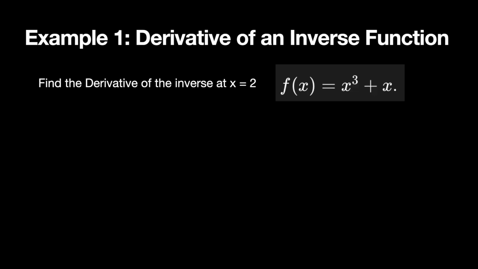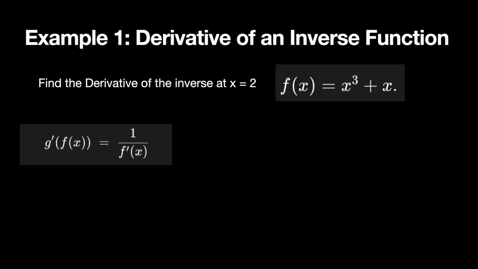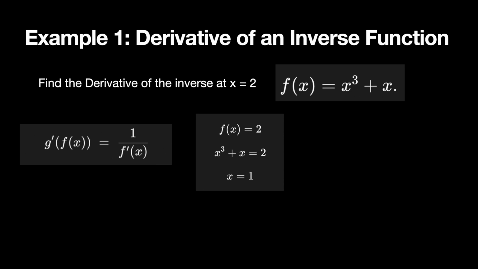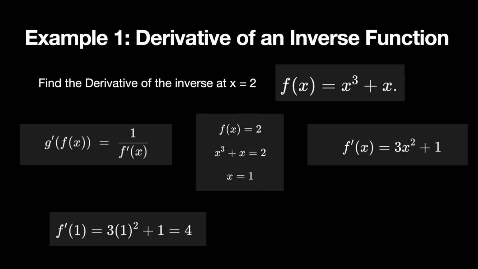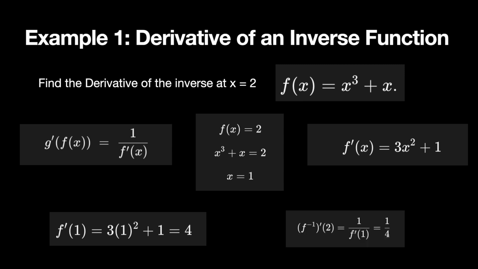Here's a simple example with an inverse function. Let's say we want to find the derivative of an inverse at x equals 2, and this is our original function. Well, recalling this formula, the first thing we need to do is solve for when f of x is equal to 2, as that's the input into our inverse. Then we get the derivative of our original function and plug in our x value that we solved for into that. After that, it's just plug and chug into the formula.